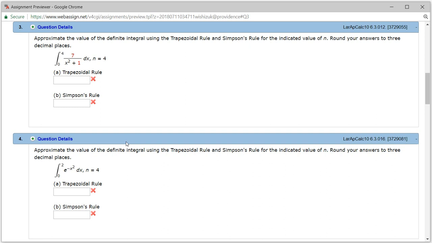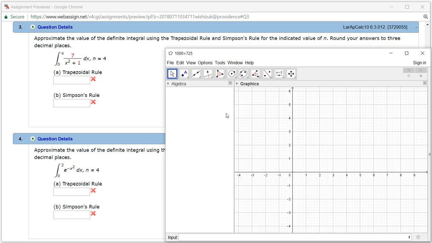All right, let's look at homework 6.3, problem number 3. Let's use the Trapezoidal Rule and Simpson's Rule to approximate this definite integral. I'm going to bring out GeoGebra here.